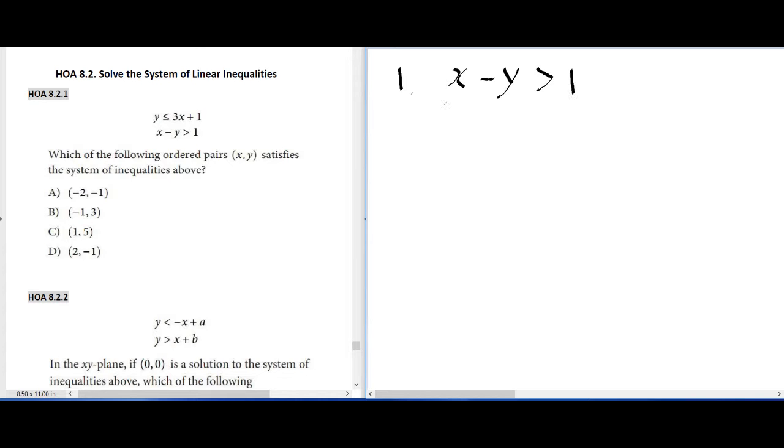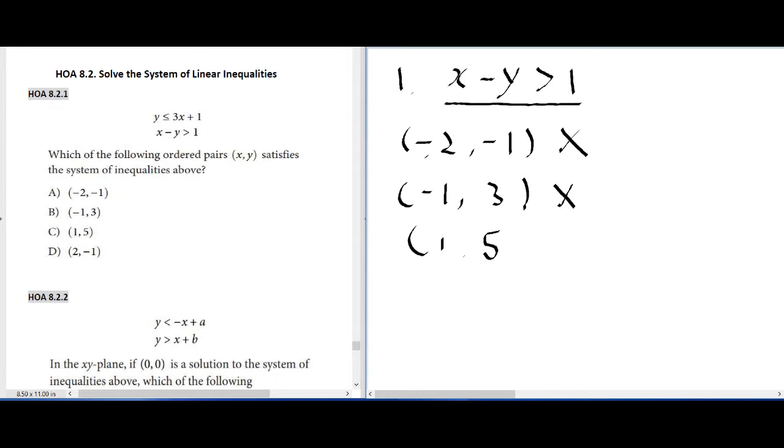I want to first check the second inequality. Look at the first one, (negative 2, negative 1). Is it correct? Negative 2 minus negative 1 is greater than 1? No. In this case it is negative 1, right? So no. How about (negative 1, 3)? No. Simple, right? (1, 5)? No. So we have to solve. You just simply check it. Yes, that's it. You don't need to draw the graph. Understand me?